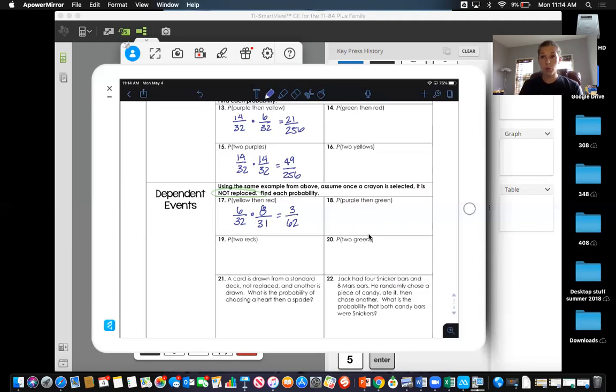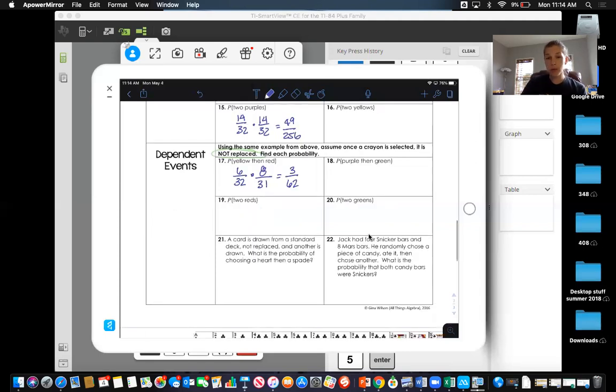Now, if we do 2 reds, I would do the first red. There were 8 reds in my bag out of 32. So I would pull a red out and I would leave it out of the bag. So that would mean that now there are only 7 reds in my bag and 31 crayons.